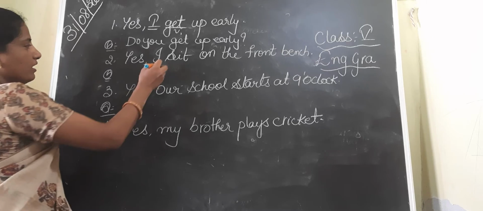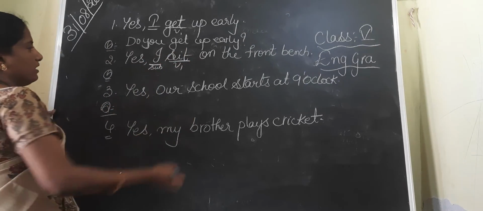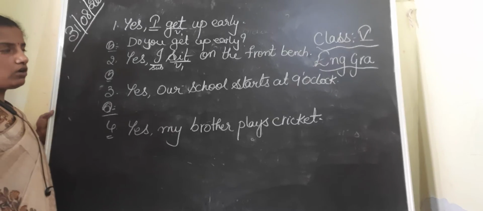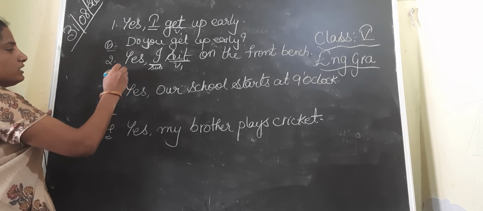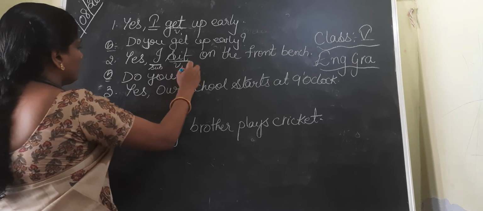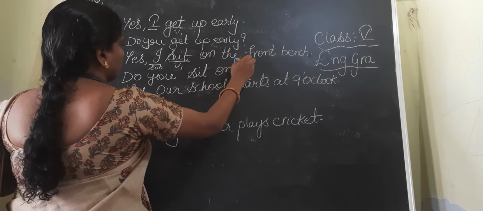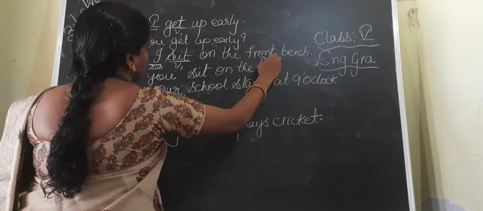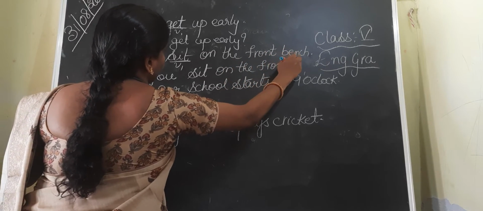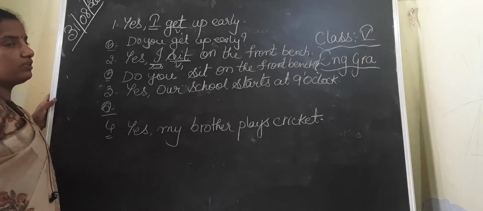Next, children, I is the subject. Sit is the V1. Okay. So again V1. Do you sit on the front bench? This is how we have to write the question form.